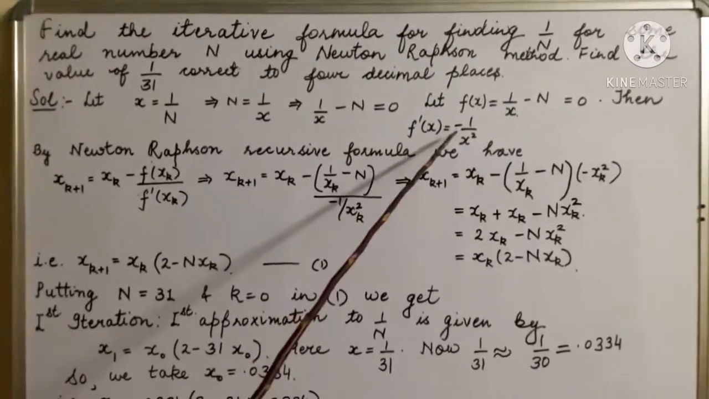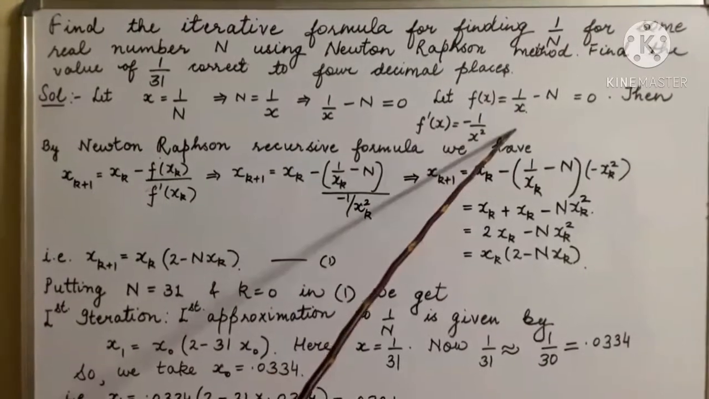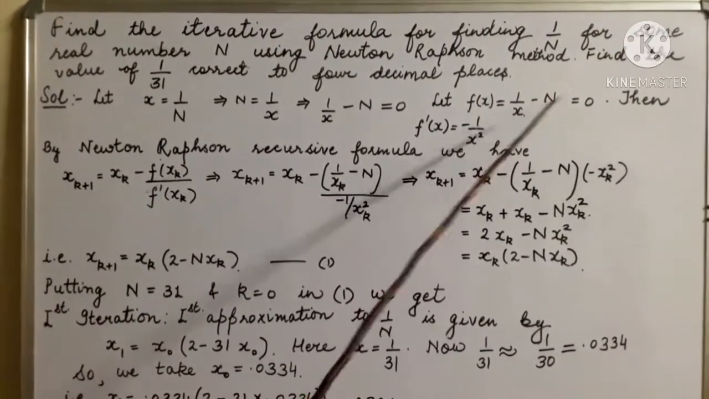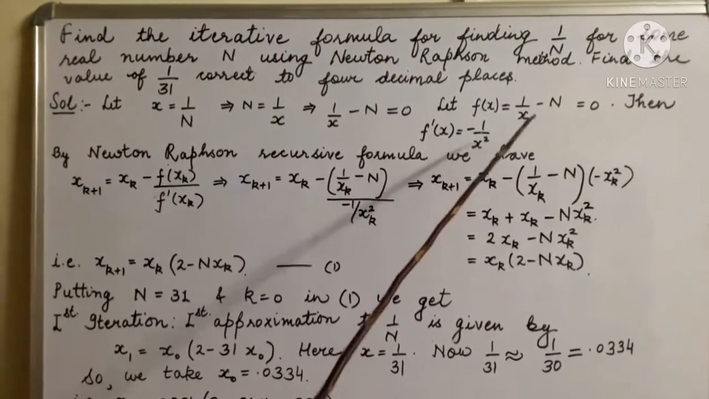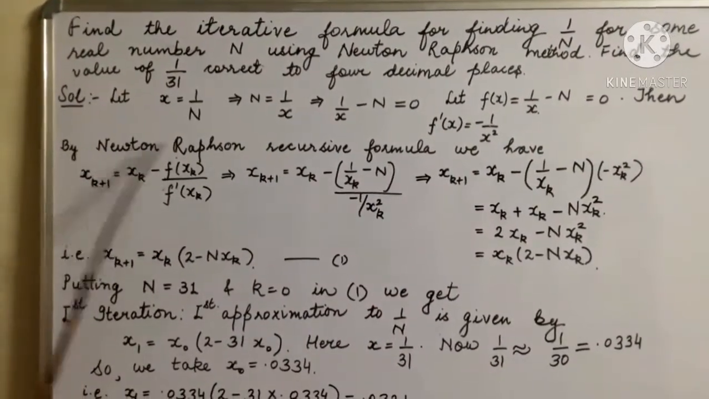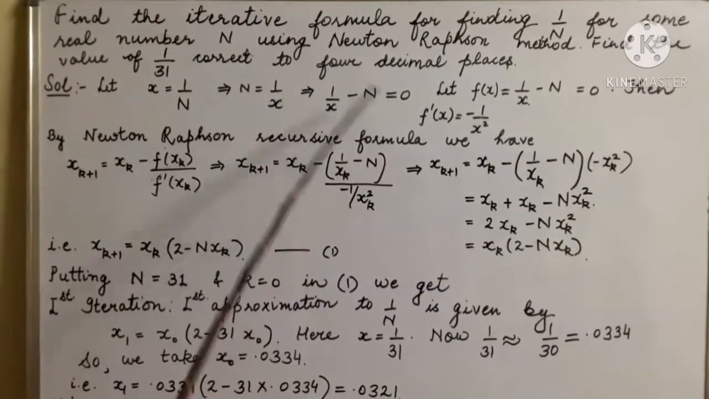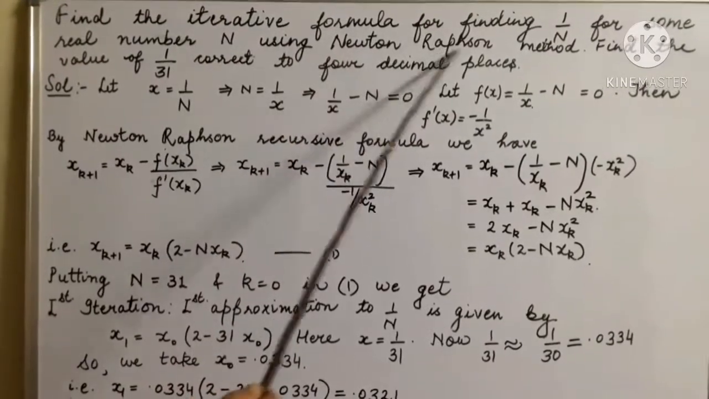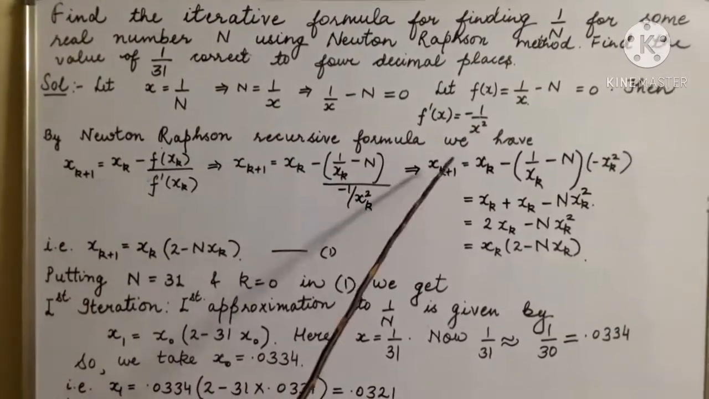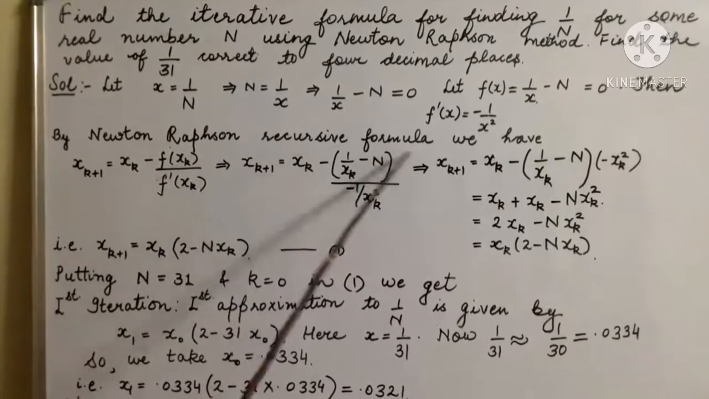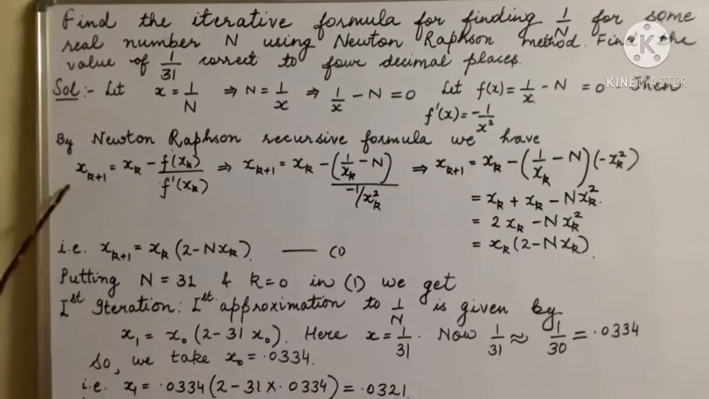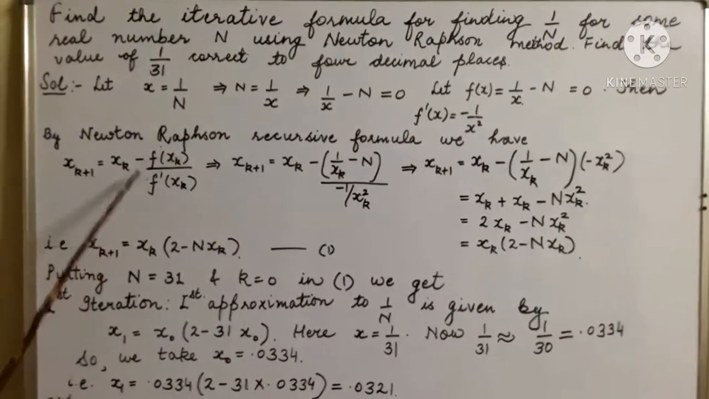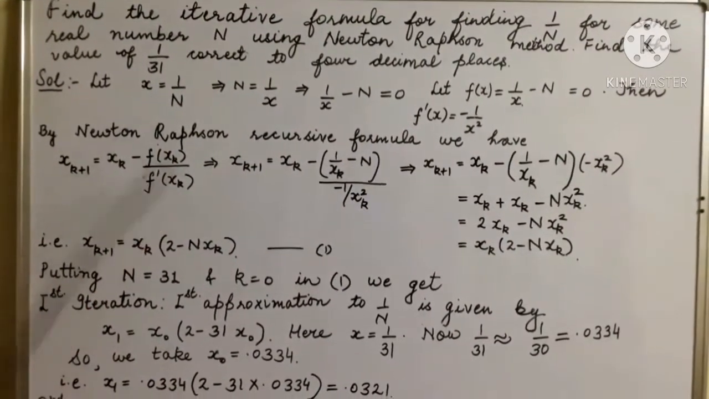f dash of x is equal to minus 1 upon x square, because here the derivative of 1 upon x is this, and that of capital N is 0 because it behaves like a constant here. Now by the Newton-Raphson recursive formula, we are asked to find the formula using the Newton-Raphson method. So first of all, we will write down the Newton-Raphson formula. We know that x(k+1) is equal to xk minus f at xk upon f dash at xk.